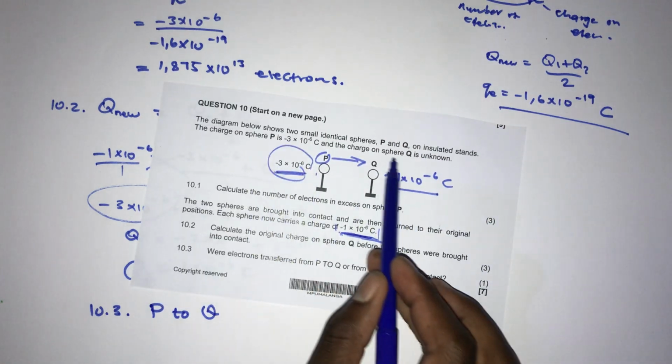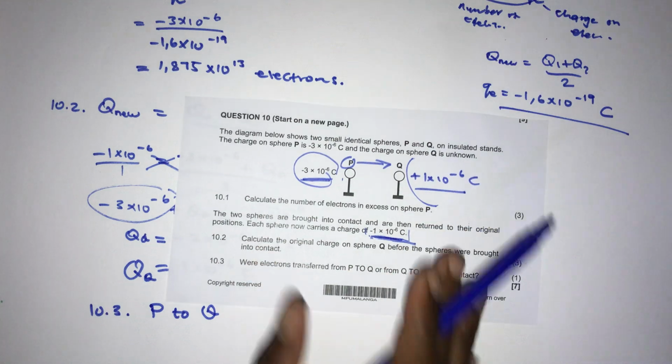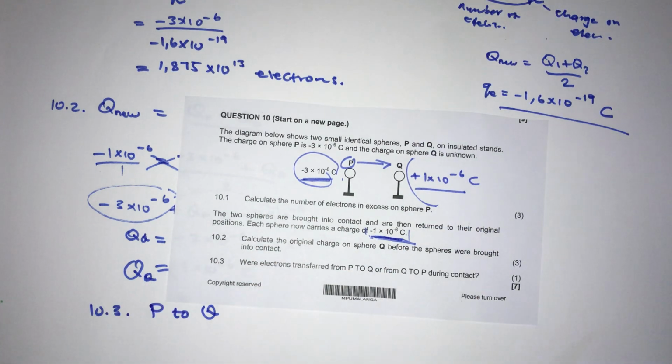Negative, positive, it's easy to tell because these are unlike charges. Electrons always move from negative to positive. Why? Because negative has excess electrons, as electrons are negatively charged. So once the sphere is negative, it has excess electrons compared to the other.